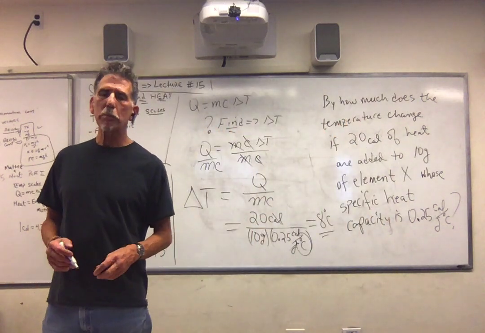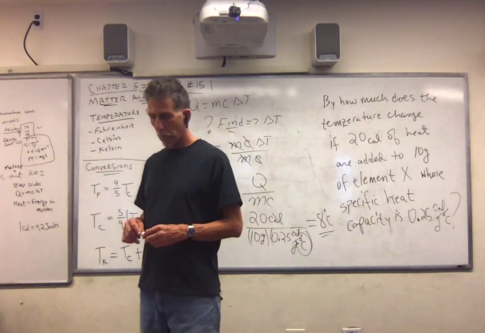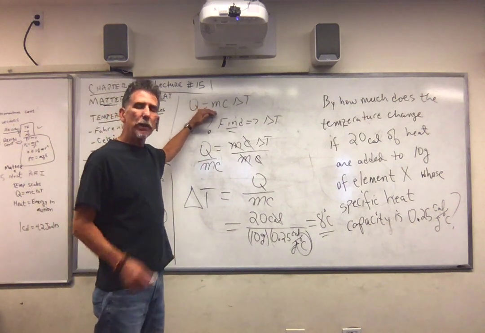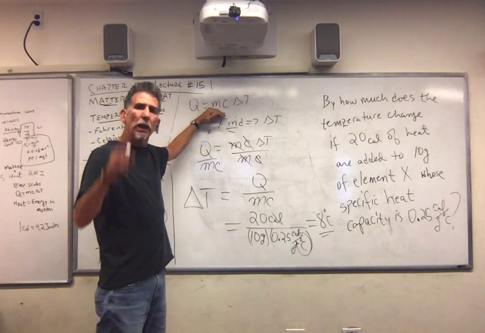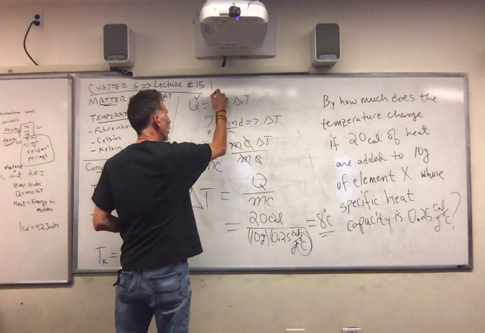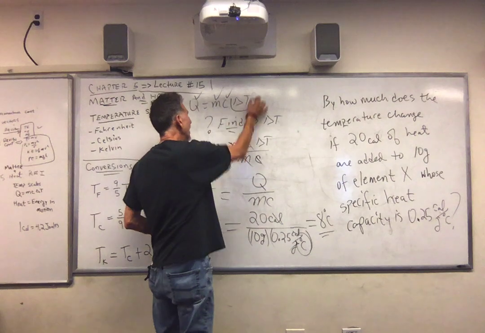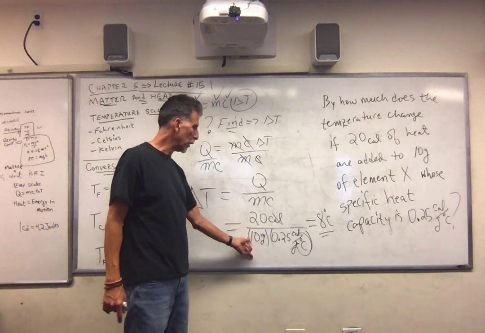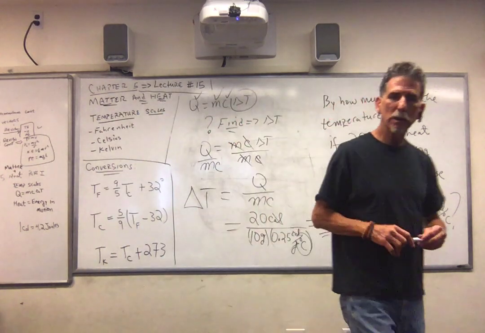So all of these problems dealing with specific heat capacity are simply plug-ins to this equation. Remember, whenever you're given a problem, you know everything in that equation except for one thing, and that's the thing you need to solve for. We're given the heat in this problem, we know the mass, we know the specific heat capacity of element X. We're asked to find delta T. Make sure your units are correct and everything will cancel, and it's just a matter of plugging in. Okay, we'll continue with this in the next lecture.